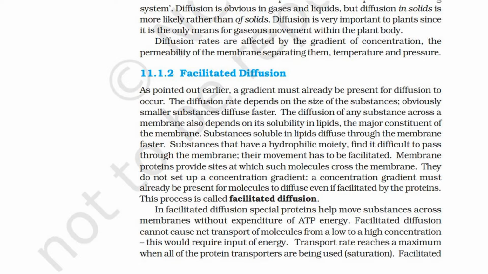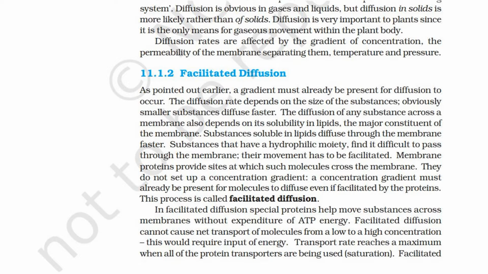Membrane proteins provide sites at which such molecules cross the membrane. They do not set up a concentration gradient. A concentration gradient must already be present for molecules to diffuse even if facilitated by the proteins. This process is called facilitated diffusion. In facilitated diffusion, special proteins help move substances across membranes without expenditure of ATP energy.